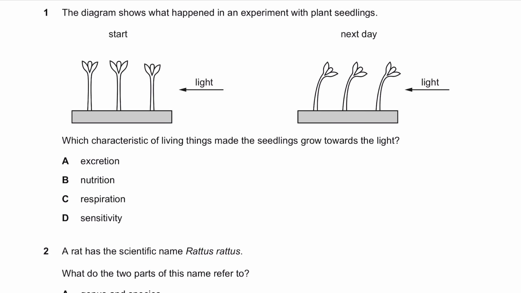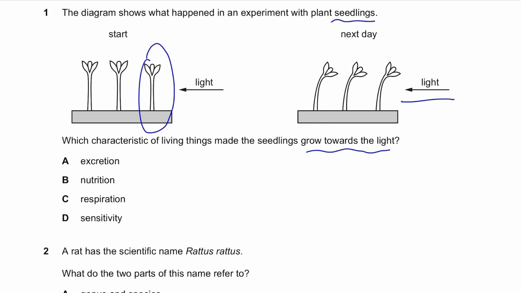Question 1. The diagram shows what happened in an experiment with plant seedlings. At first, the plants were standing upright. Then, the next day, since the light is coming from this direction, they started to bend towards the light. Which characteristic of living things made the seedlings grow towards the light?